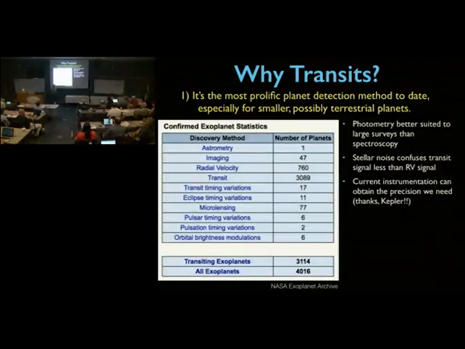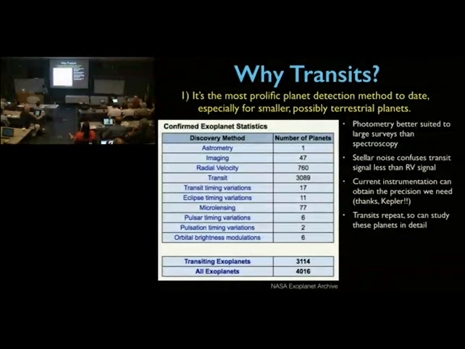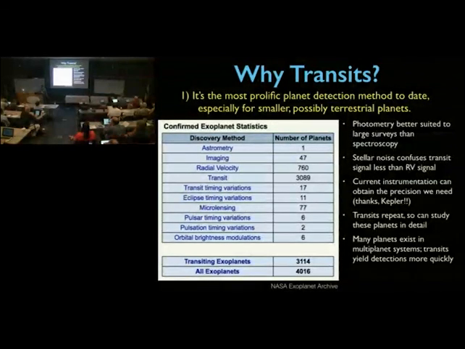Also, we have the current instrumentation that we need to be able to observe small signals. We can get the precision that we need, which is not currently the case for imaging or astrometry, at least for the very small planets. Also, transits repeat, so we can study these planets in detail. That's an issue with microlensing. Microlensing is a one and done kind of thing.